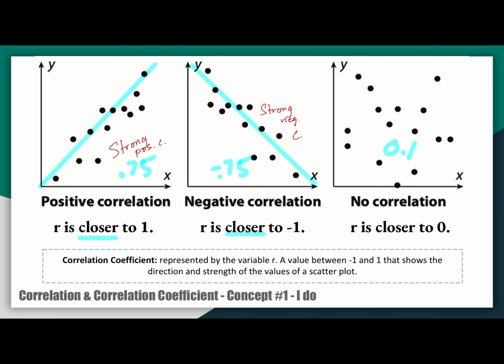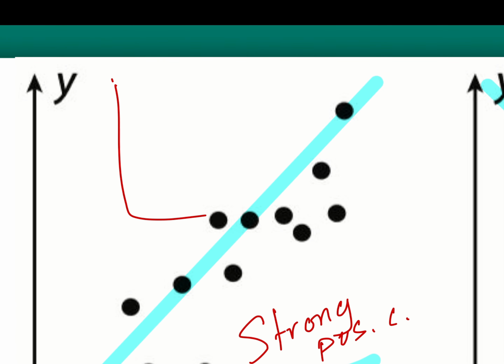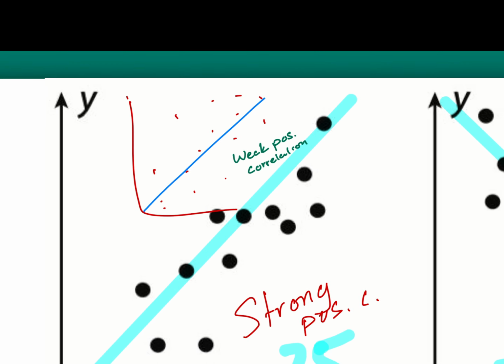Now, let me just draw a little example over here. Okay, if I had something like this and it was just a little bit looser, you can see it kind of looks like it's going up, kind of doesn't. We might call this like a weak positive correlation, okay? So a lot of terminology going on here, all right?